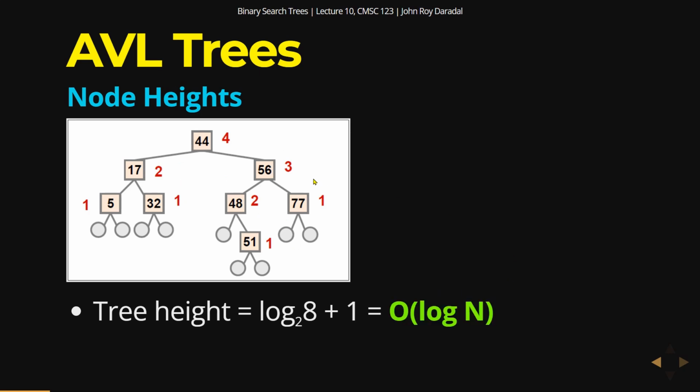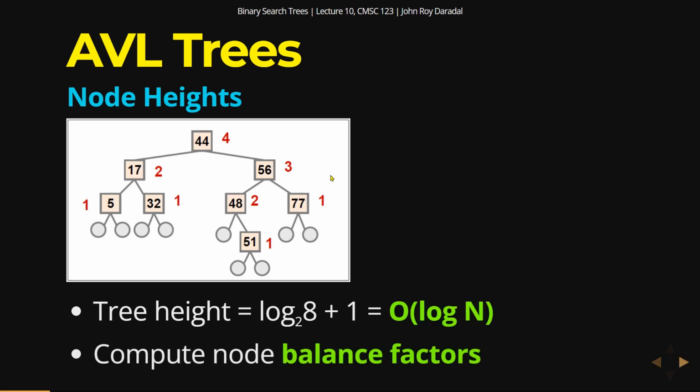Okay? Now, given these heights, can we compute the balance factor of each node? For null nodes, we won't compute those anymore since they don't have children anyway. So we'll just compute for the nodes with keys. For this one, this is 0 minus 0, so this is balanced. This is also balanced here, and here, and here. So if you have null nodes as children, your balance factor will be 0, right? Because there are no other nodes.